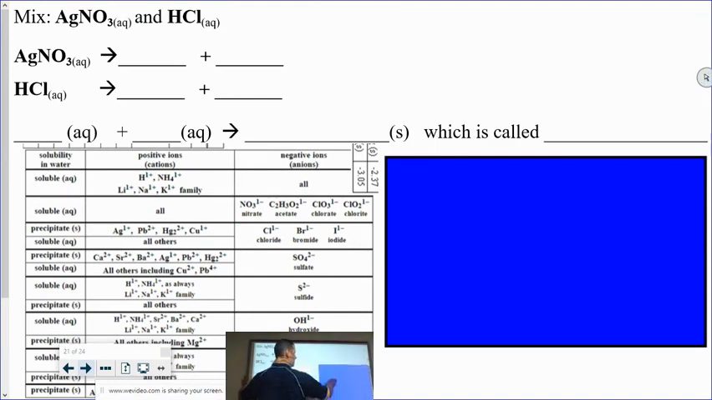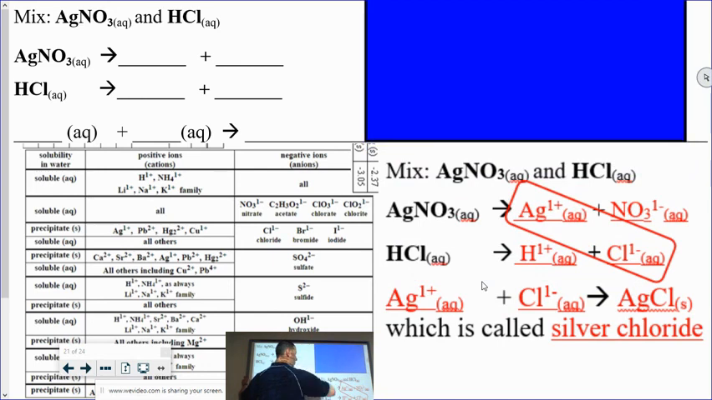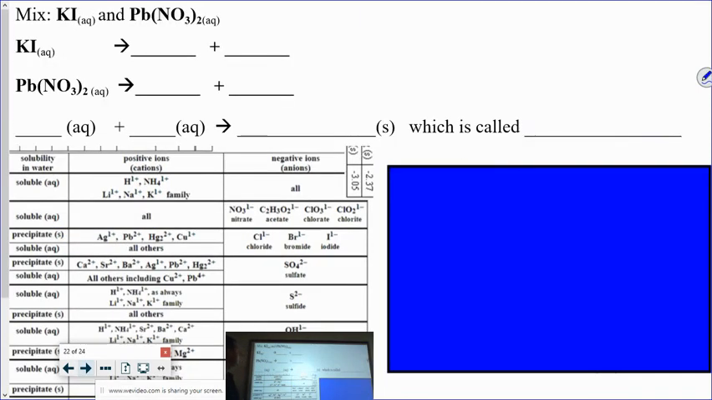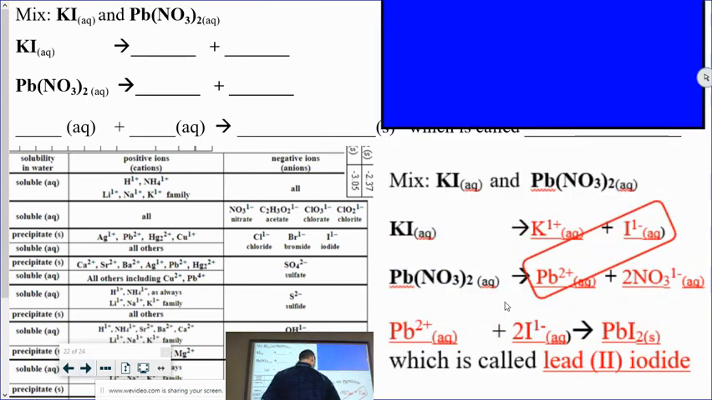So with this problem, there's all the work. We look on our sheet, we see there's chloride and there's silver, so that combination forms a precipitate. We look for nitrate, NO3, here's nitrate, and it says all positive ions with nitrates are soluble. Pause the video, try this problem.